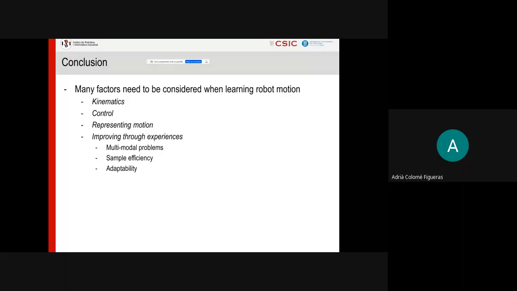And in order to improve motion through experience, you need to be adaptable to different circumstances. You need to be efficient with sampling. You need to take into account if your problem is multimodal, that is, it has several optimal points. And of course, take into account conditioning on the policies that you use, and the dimensionalities of the policies that you're working with. And if you do all this, then you can end up having the robot learning something.